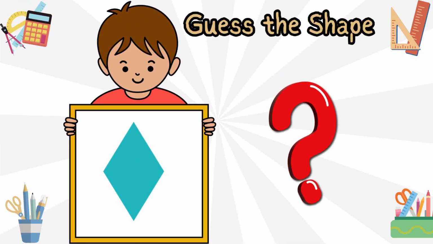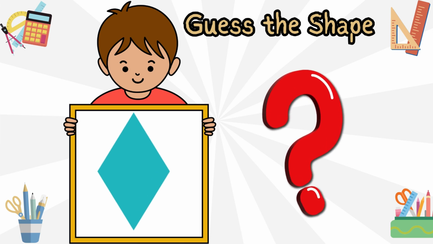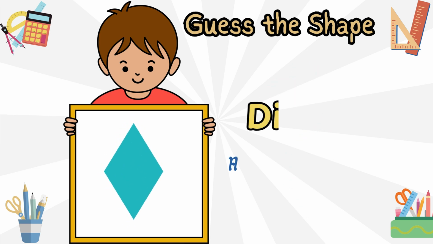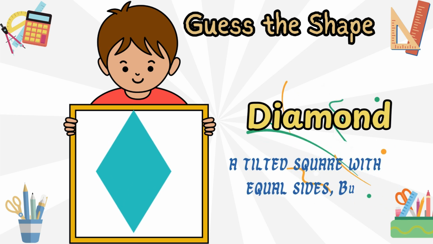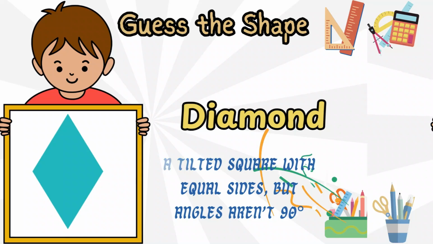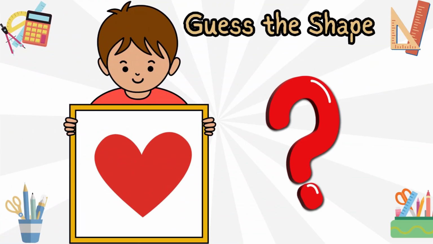Guess this. Diamond. A tilted square with equal sides, but angles aren't 90 degrees. What shape is this?